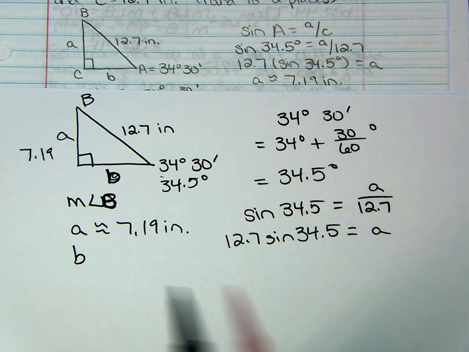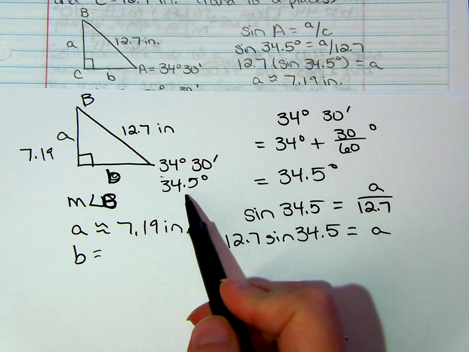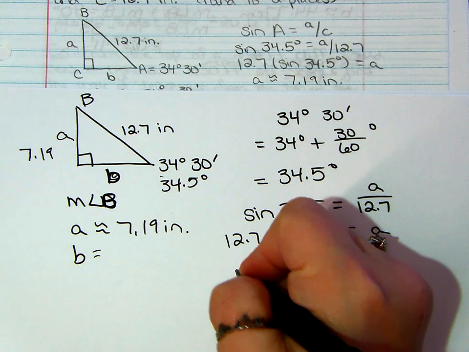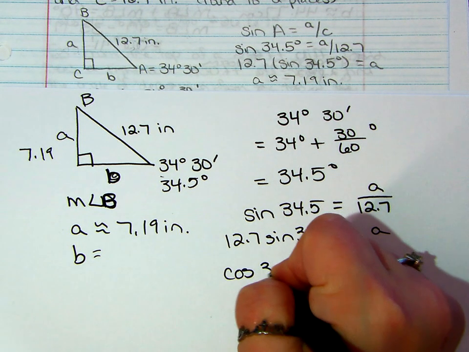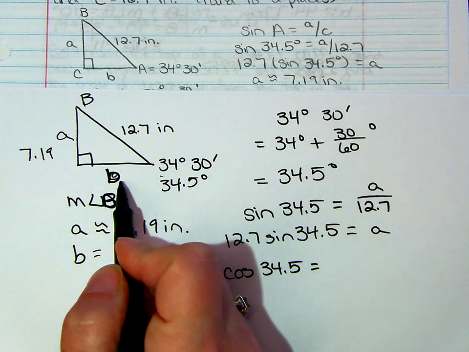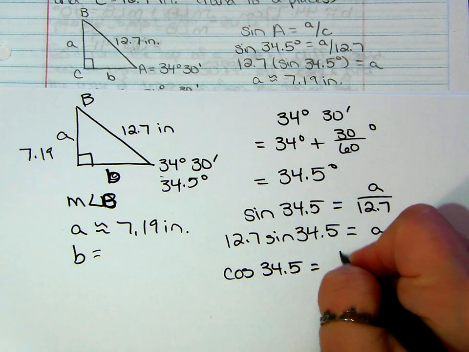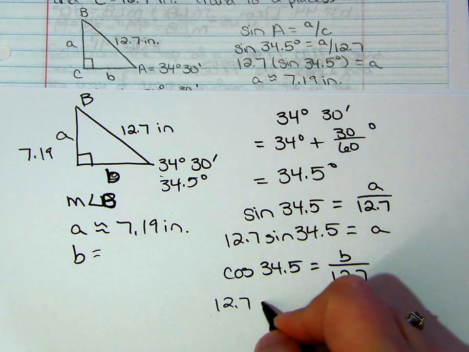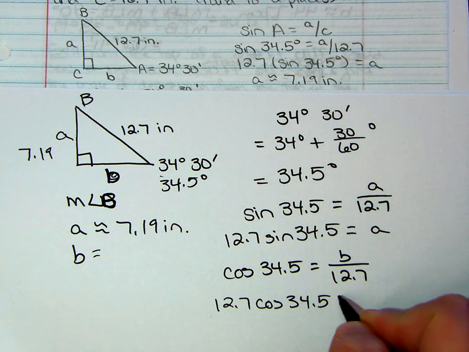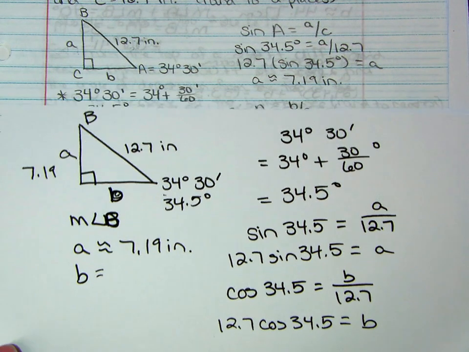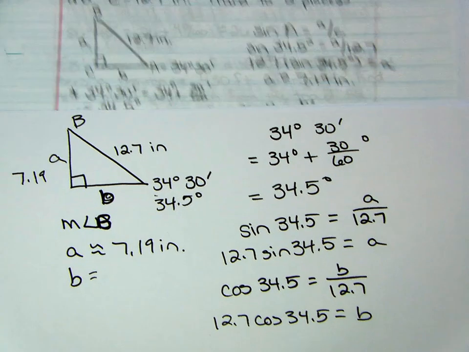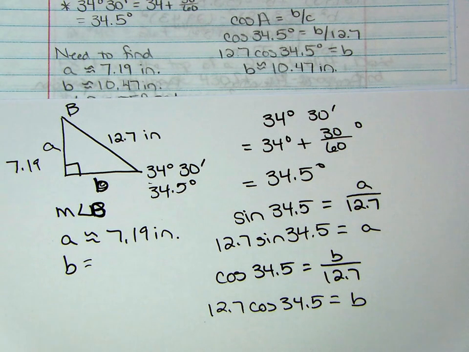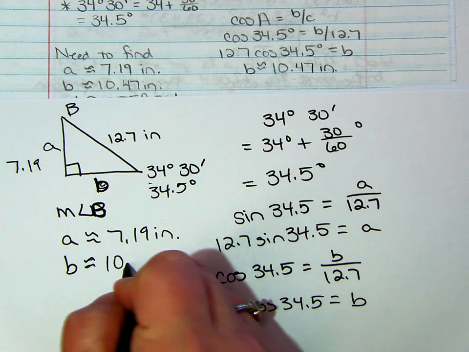Okay, so let's find B. If I'm thinking about angle A, how would I find side B? Yeah, I'm going to use cosine, because cosine of 34.5 is going to be the adjacent over the hypotenuse, which is B over 12.7. So I'm going to take 12.7 times my cosine of 34.5 to get me what B is. So B is going to be approximately 10.47 inches.